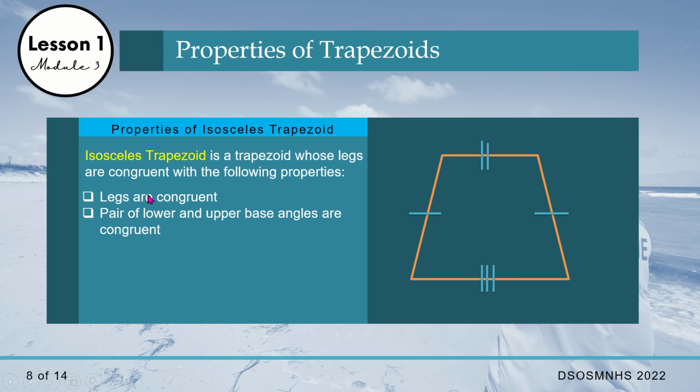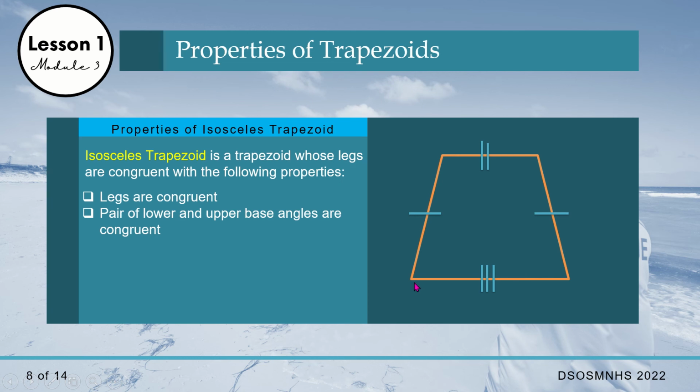Okay. The legs are congruent. So, ang one tick sa left and right side means they are the same. Ang upper base is not the same with the lower base ang iyang measurement. Though parallel sila to each other, but ang ilang measurement are not the same. Then the pair of lower and upper base angles are congruent. So, ang duha ka upper base angle pareha sila og measurement. Ang duha ka lower base angle pareha po sa measurement.